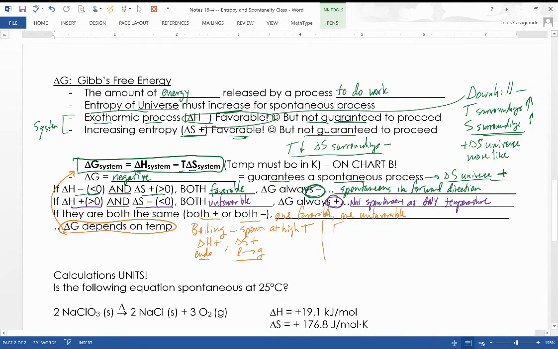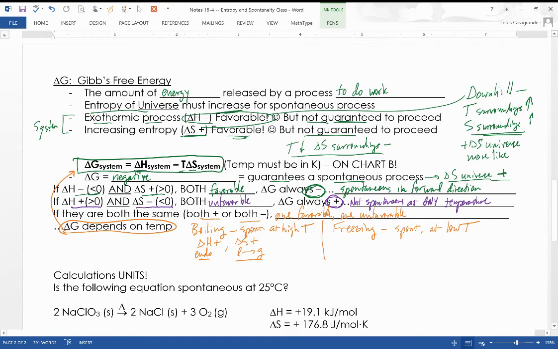Meanwhile, freezing. You should know at this point that freezing takes place, it's spontaneous. And remember, spontaneity, as we said, depends on the conditions. So it's spontaneous at low temperatures.